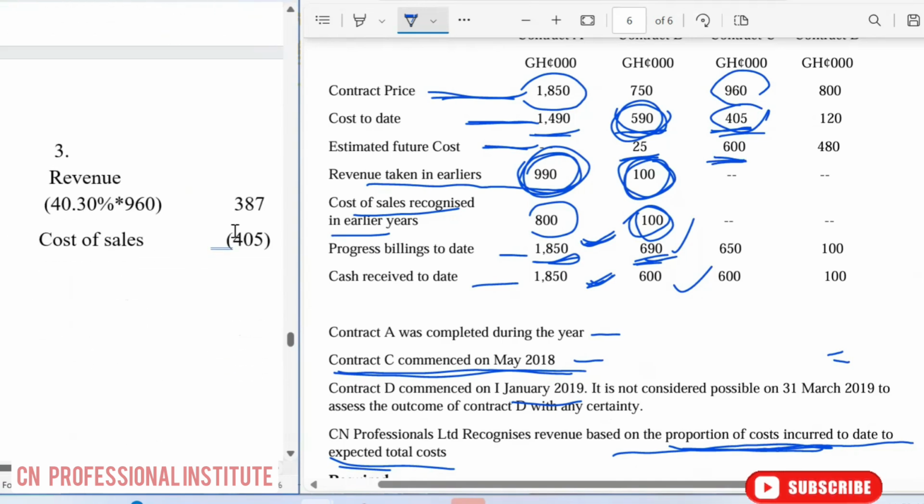And it's like saying if there's overall loss, you have to record all the loss in the first year. So in this year, we don't have to record only the 18 loss. I said the 387 minus 405 is what? 18. We don't record just the 18, we have to record the whole 45.